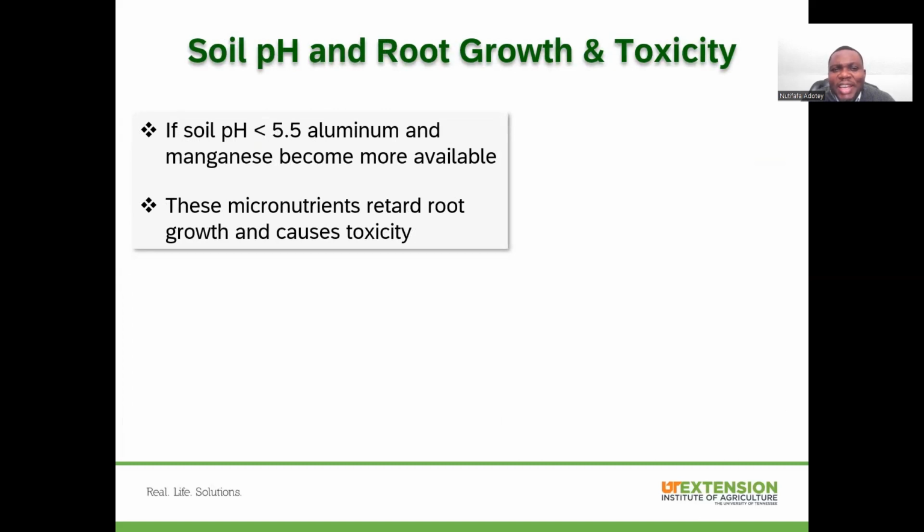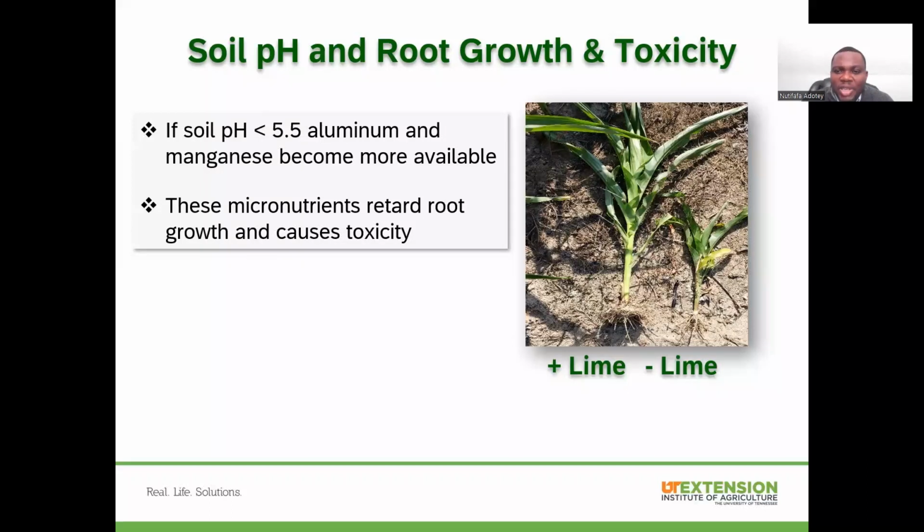The next relationship we want to look at is soil pH and root growth and toxicity. So what happens is that in soil pH of less than 5.5, the concentration of aluminum and manganese increases drastically. And this can retard root growth and can also cause toxicity to the plant. And we'll see a few pictures. So in this picture you see here, the corn plant on the left was pulled from a field that was limed consistently. And the corn plant on the right was pulled from a field that has not been limed for a very long time. And you can see the differences in the root architecture as well as the overall plant health. So that is what a high concentration of aluminum can do to the corn plant.